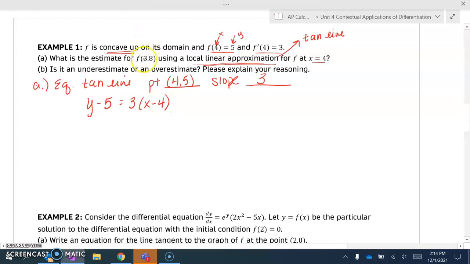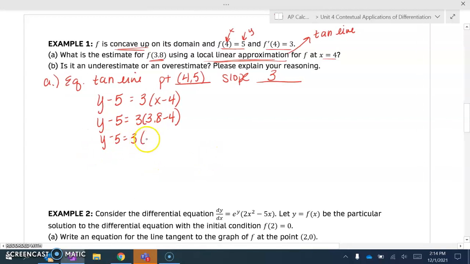Now we want to use that to approximate f of 3.8. Well, 3.8 is an x value, so we're going to plug that in for the x. And I claim this can be done by hand. A lot of times these local linear approximations will be non-calculator questions. So 3.8 minus 4 is negative 0.2. 3 times negative 0.2 is negative 0.6. And then if you add that 5 over, you have 5 minus 0.6, which is just 4.4.